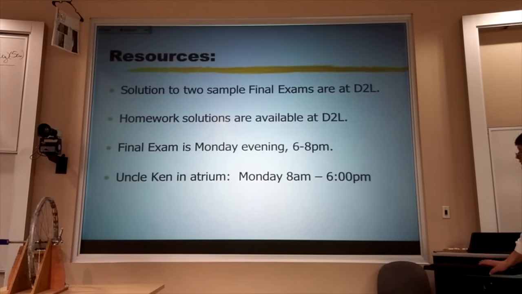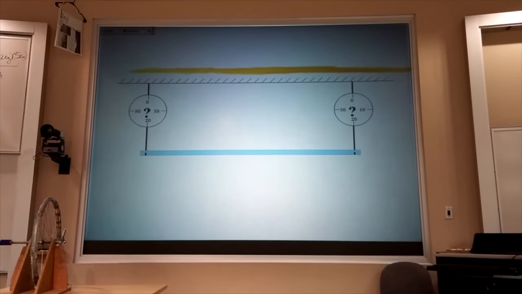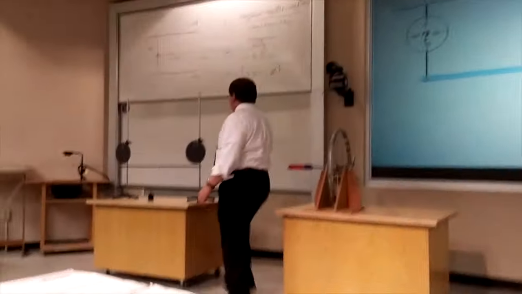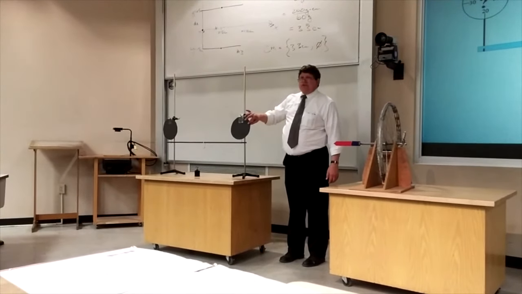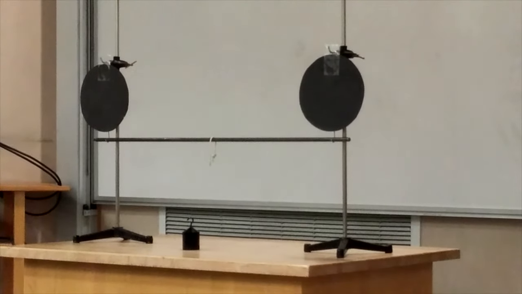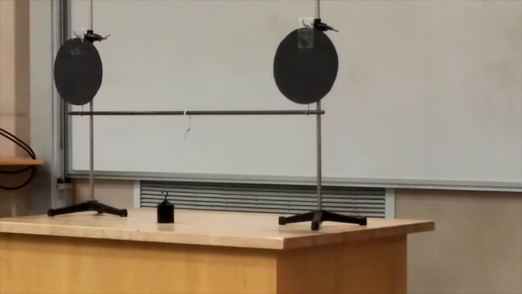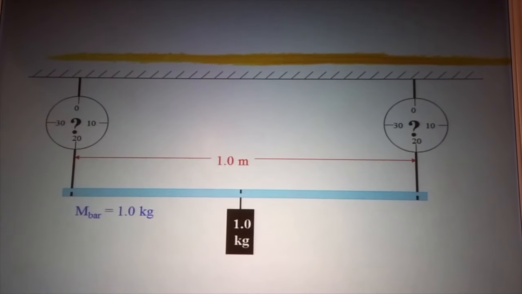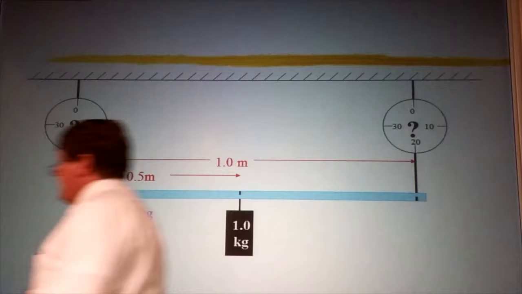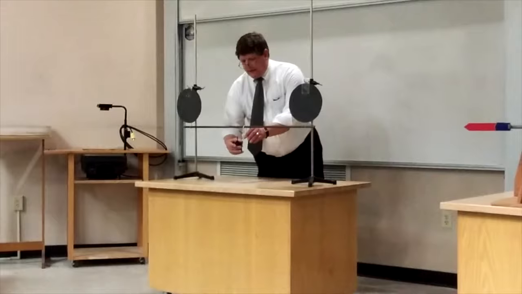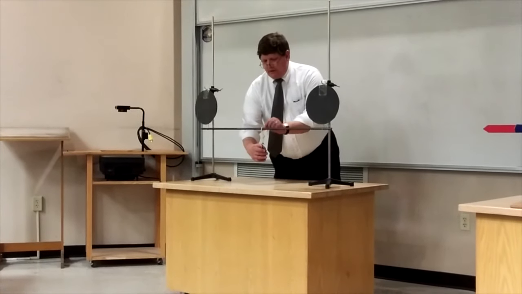We're going to start our discussion with a little demo. I have here a setup where I have two spring scales that read forces in newtons. And I've got hanging from those spring scales a rod that is 1 meter long and has a mass of 1 kilogram. I'm going to hang from the center of the bar a 1 kilogram mass. And I would like you, with your neighbor, to predict what the reading on the two spring scales will be.